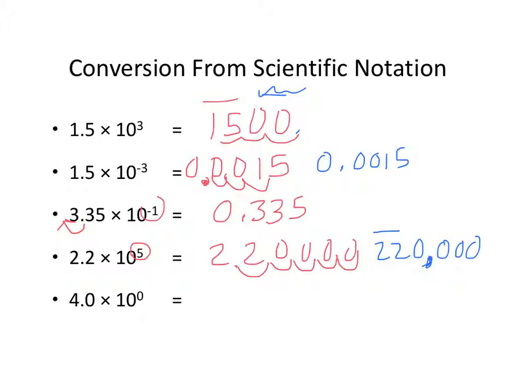The last one, 4.0 times 10 to the 0. 10 to the 0, anything to the 0 power, is equal to 1. So 4.0 times 1 is just 4.0.